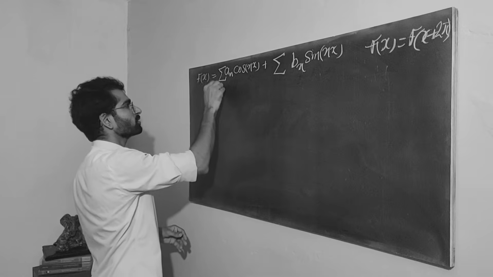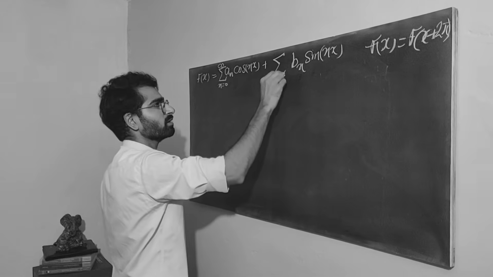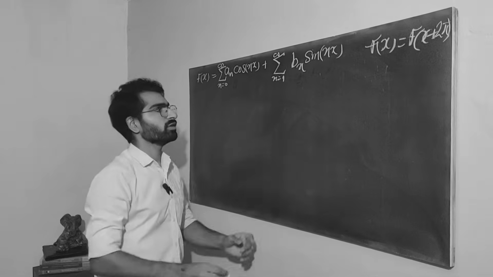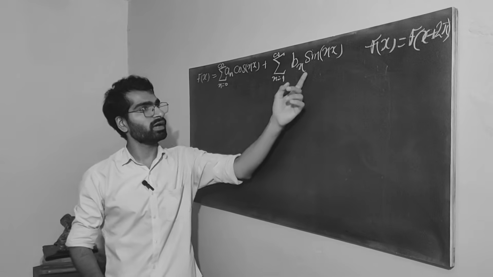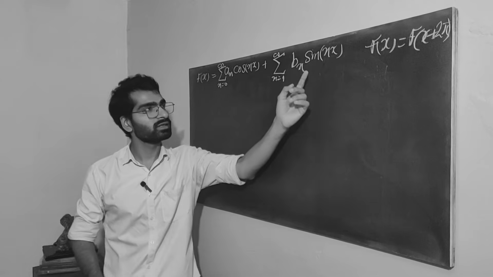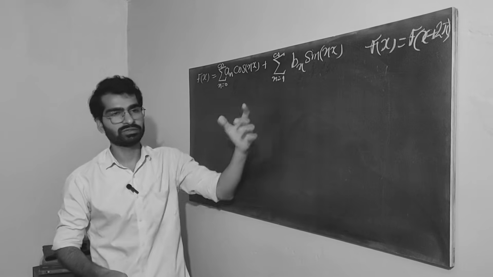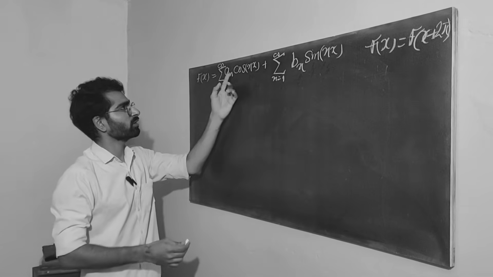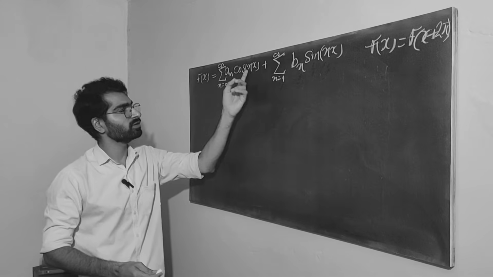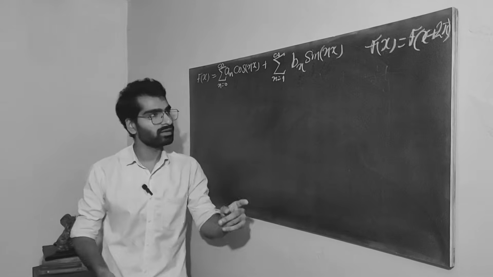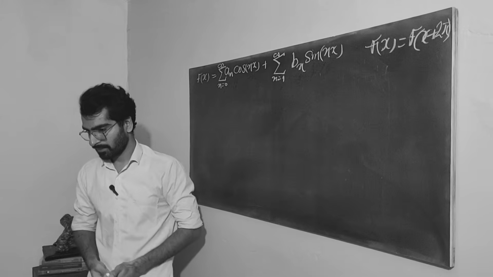This sum goes from 0 to infinity, and this goes from 1 to infinity. We don't have to start with 0 here, because when I put n equals 0, sine of 0 is 0, and so we do not need b0 in the sum. But you are going to see an a0, because when I put n equals 0, cosine of 0 is 1, and so you're going to have an a0 in this infinite sum.